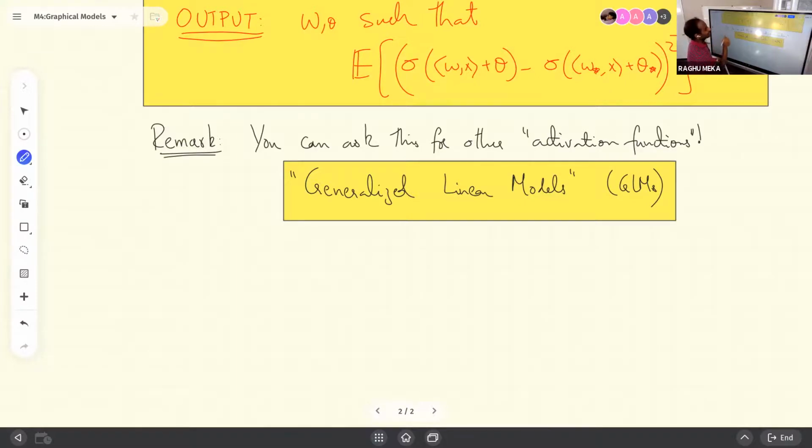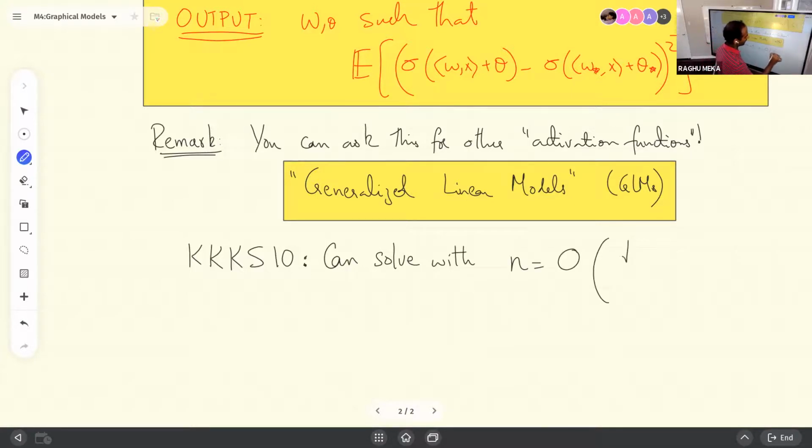the most relevant result for us is due to Kakade, Kalai, Karande, and Shamir from 2010. I mean, on the scale of linear regression, which is ancient, this is pretty modern, right? Just 10 years ago. What they showed is that you can solve this with n is O of d by epsilon squared samples.